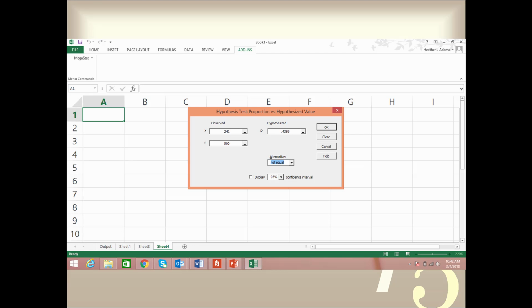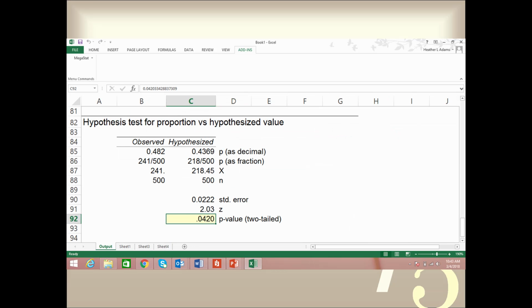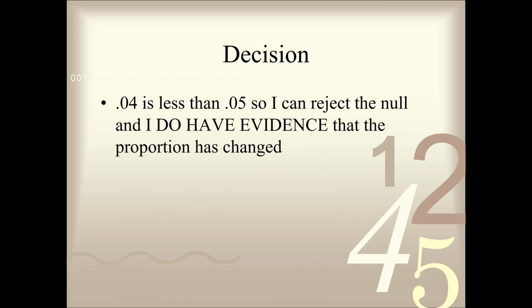Okay, so there's the 241 out of 500, my sample proportion, the hypothesized value that I'm trying to disprove, and then a not equal to problem. My level of significance is now 5%, so confidence is 95%. Hit OK, and I get a p-value of 0.0420. Since that's less than 0.05, I can reject the null, and I do have evidence that the proportion has changed. The proportion is different from that original 0.4369.